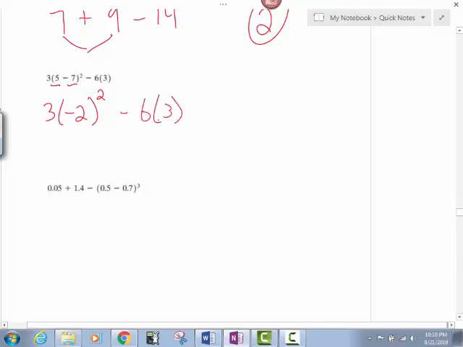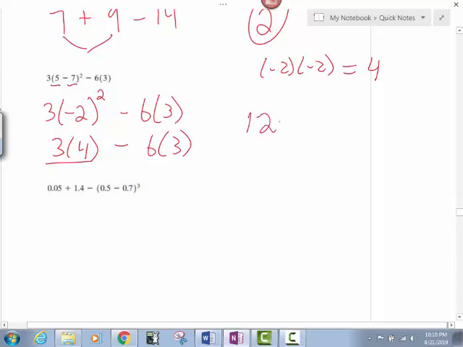Okay. Now, I have to take care of my exponent. Remember, that's a negative 2 in parentheses. So that means a negative 2 times another negative 2 is a positive 4. So 3 times 4 minus 6 times 3. At this point, we can go ahead and start multiplying. 3 times 4 is 12. Minus 6 times 3 is 18.